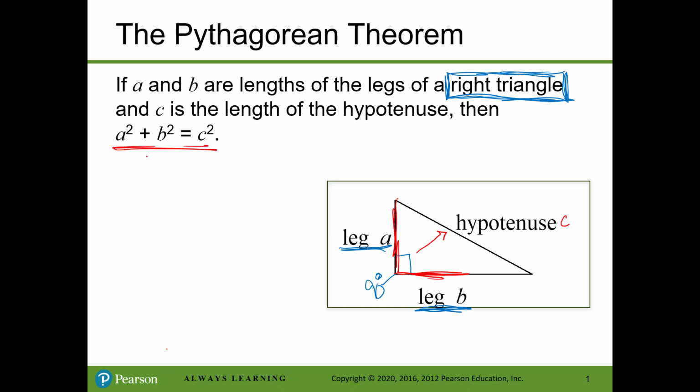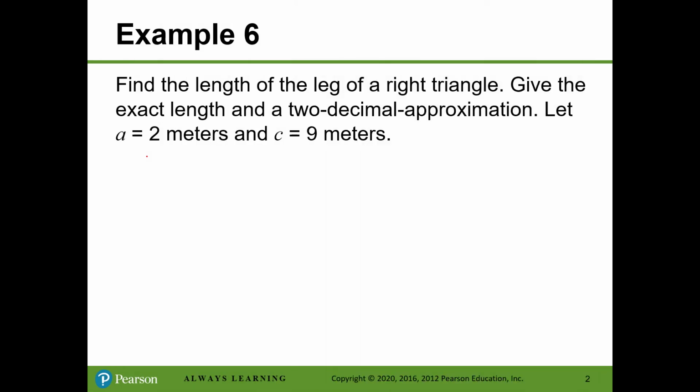All right, let's take a look. They're asking you to find the length of the leg of a right triangle. Okay, let me just keep reading. Give the exact length and then a 2-decimal approximation. They said let A be 2 meters and let C be 9 meters. Okay, so we always read it through first once to get an idea of what's going on.